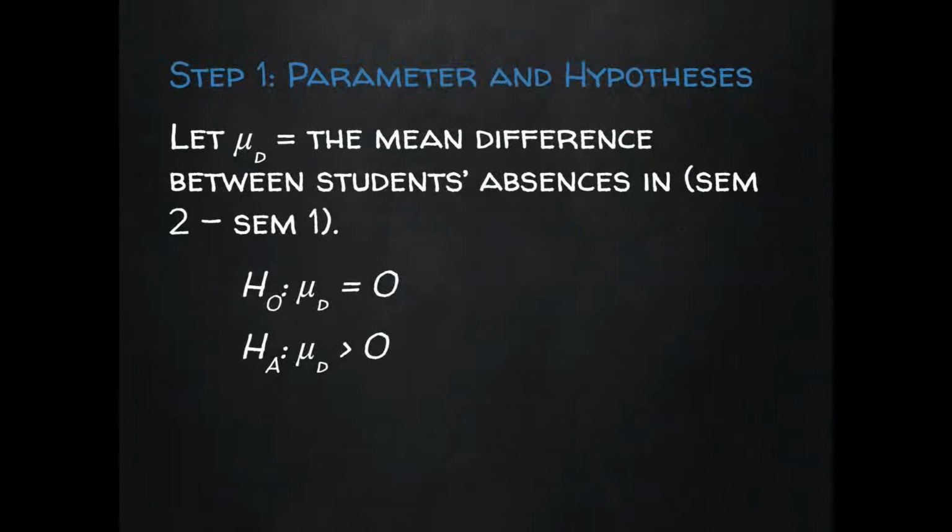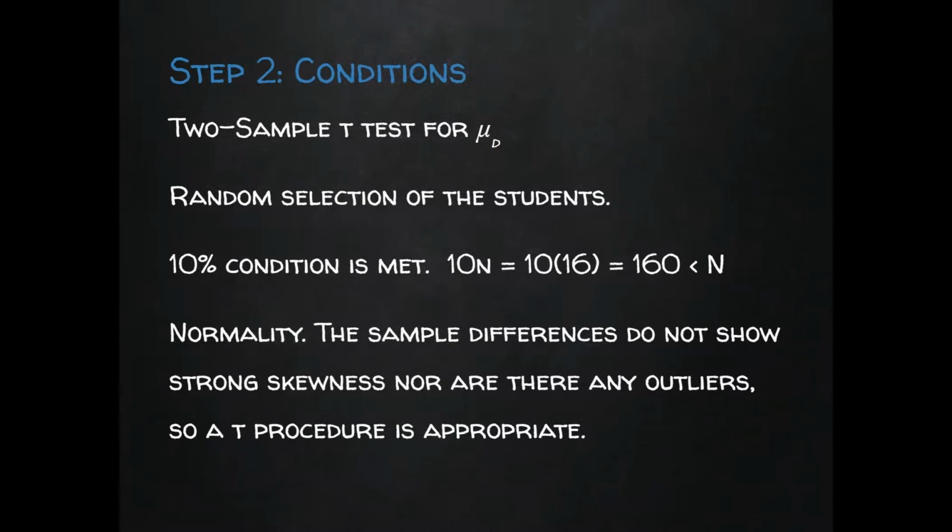Let's jump into the test. We're first going to define our parameter as mu sub d equals the mean difference between students' absences in semester 2 minus semester 1. The null hypothesis is going to be that mu sub d equals 0, and the alternative is that mu sub d is greater than 0. Note this is a one-tailed test, a right-tailed test, because Mr. Morehouse was suspicious that semester 2 had more absences than semester 1, which would make the difference positive. Our procedure is a paired t-test for mu sub d.